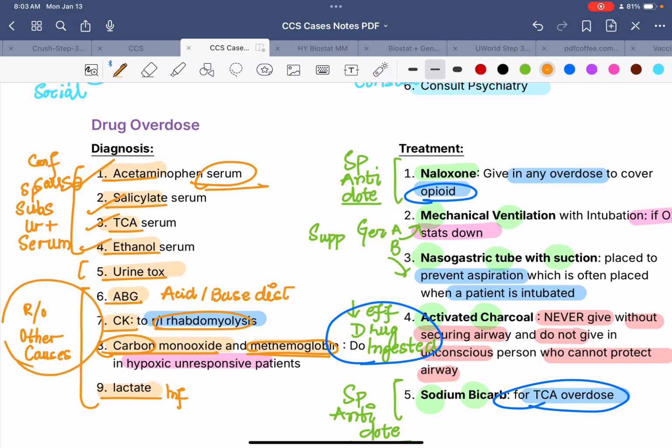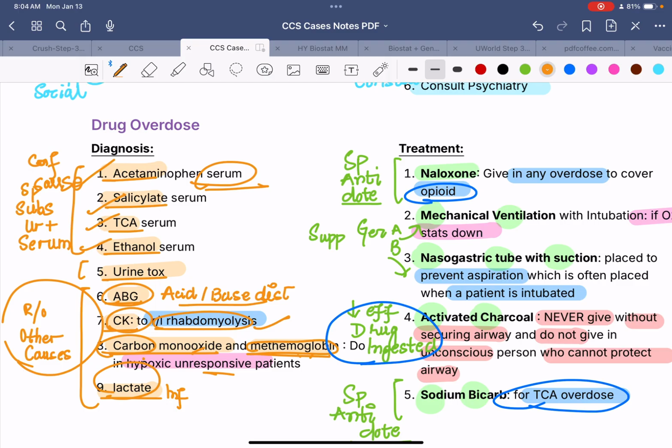Next off, you're going to rule out some other cause. So if it's not a drug cause, is there something else that is causing these signs and symptoms? That includes some acid-base disorder, rule out with ABGs, rule out rhabdomyolysis with creatinine kinase, carbon monoxide levels and methemoglobin levels if the patient is hypoxic, unresponsive, and of course the oxygen saturation as well, and then the lactate levels in case it is some sort of an infection.